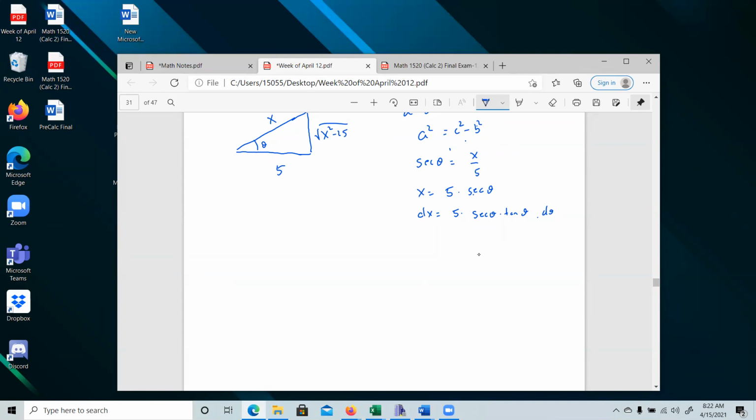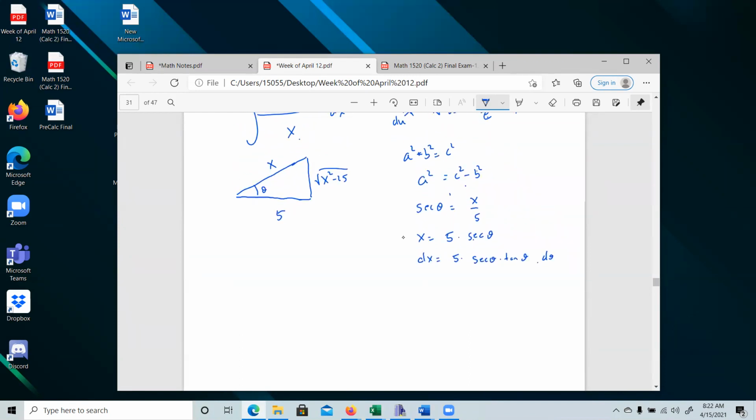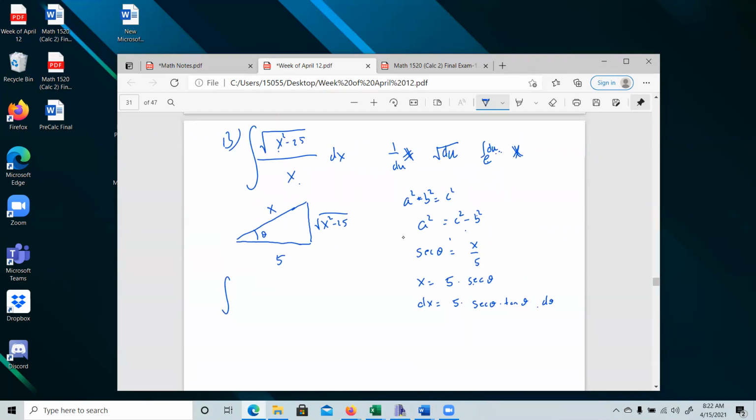Okay, and now we're going to go back and substitute. I have everything I really need here. So here's what we're going to do. We're going to say x was equal to 5 secant theta. So we have the square root of (5 secant theta) squared minus 25, all over x. And what's x? x is 5 secant theta. And then my dx is 5 secant theta tangent theta d theta. You need all those substitutions.